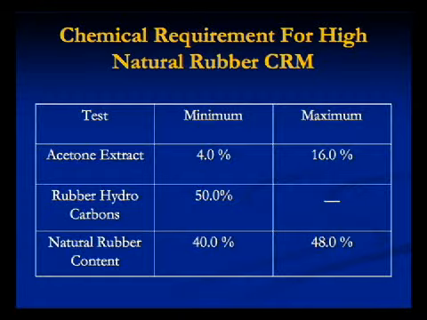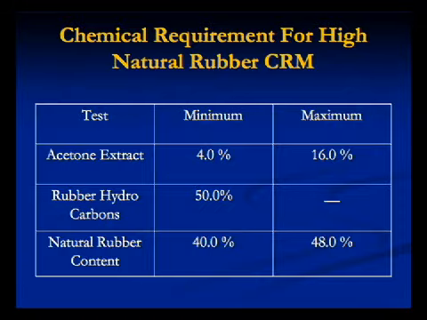You're looking at hydrocarbons. Hydrocarbons is nothing more than the amount of polymers in your tire rubber. Minimum should be 50%, because in the construction of tires, you have clay and carbon black. At least 50% of the rubber you're supplying should be hydrocarbon.